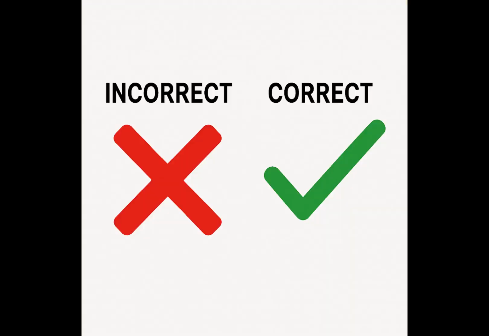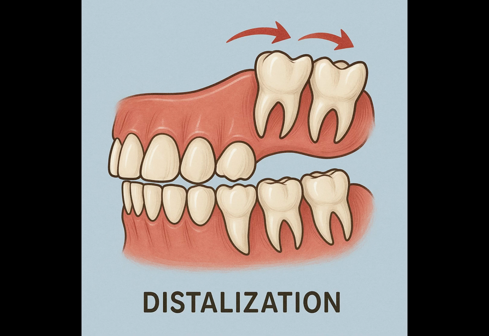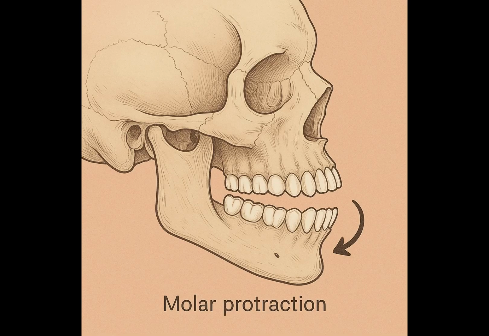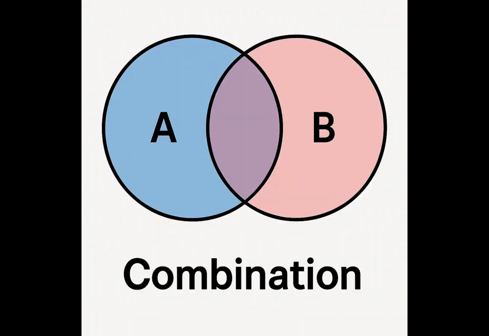We can, 1. Move the upper molars backward. That's called distalization. 2. Move the lower molars forward. That's protraction. 3. Or sometimes, we do a combination of both.